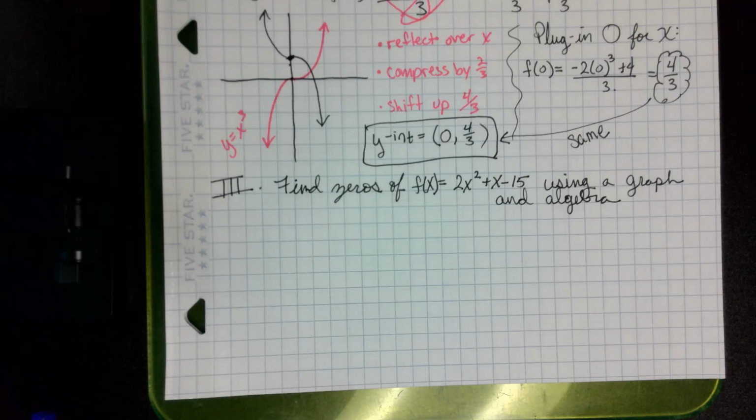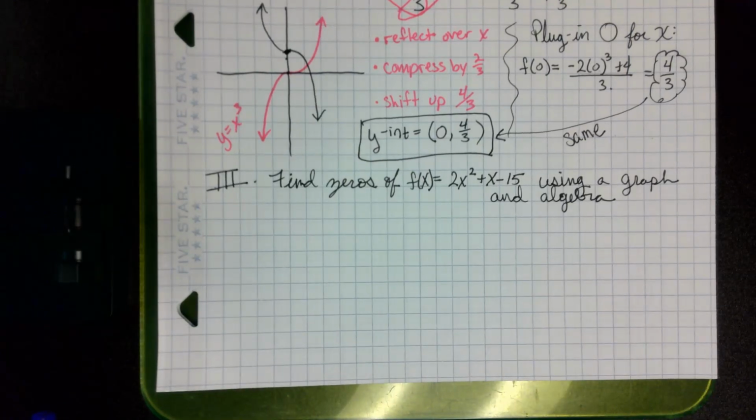So part 3, find the zeros of f of x equals 2x squared plus x minus 15 using a graph and algebra. So this last time we were looking for y-intercepts, now we're looking for zeros. Zeros have many names. Zeros, solutions, roots, x-intercepts. Those are all the same thing. So where does the graph touch the x-axis?